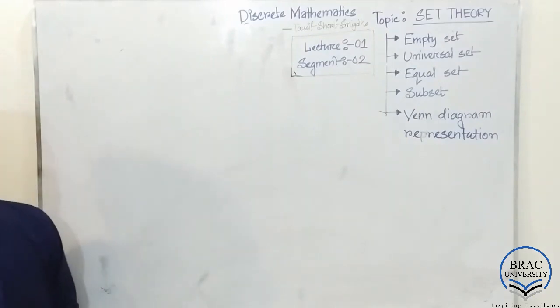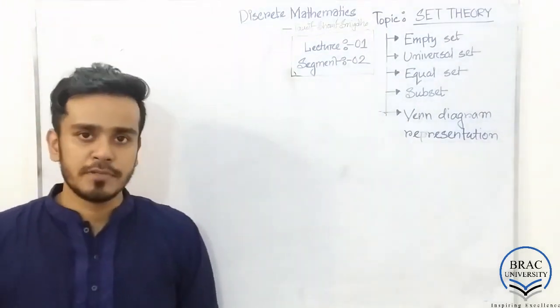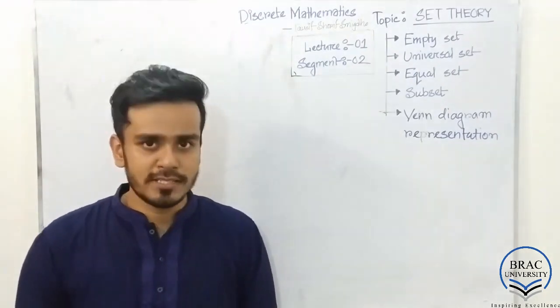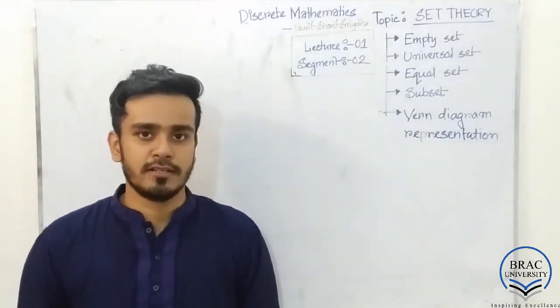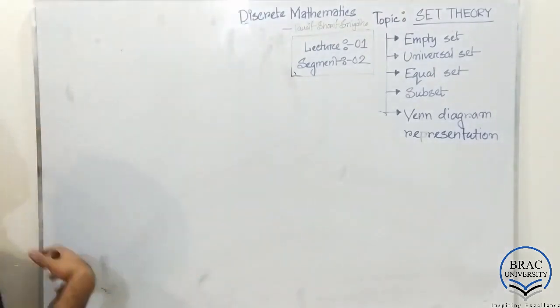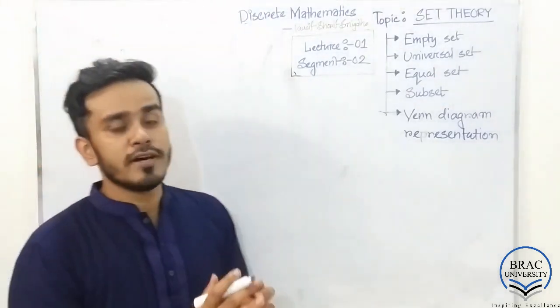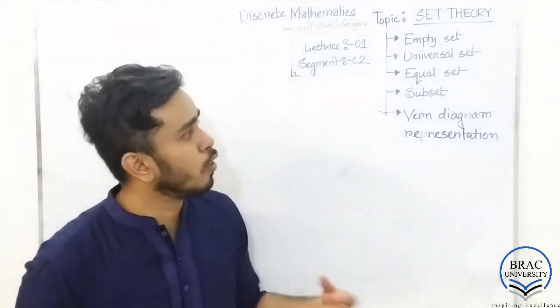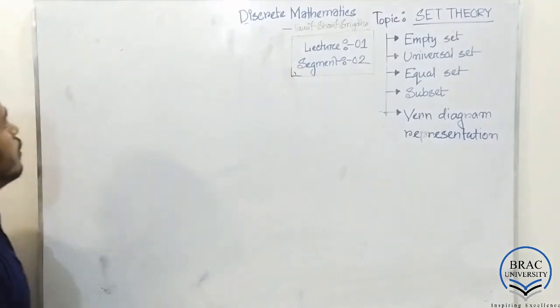So first comes empty set. What is an empty set? From the name, we can assume that a set having no elements in it is known as an empty set. So when the total number of elements of a set is 0, then it can be called an empty set.